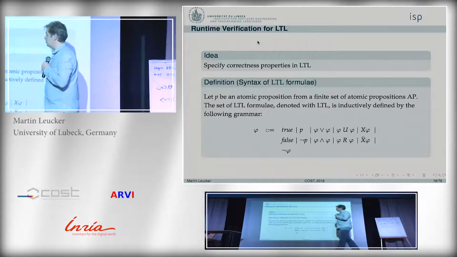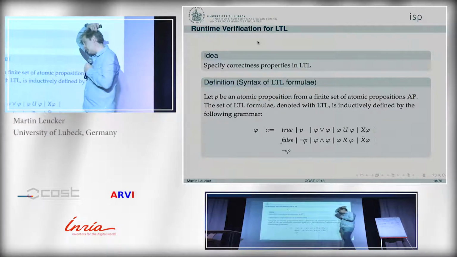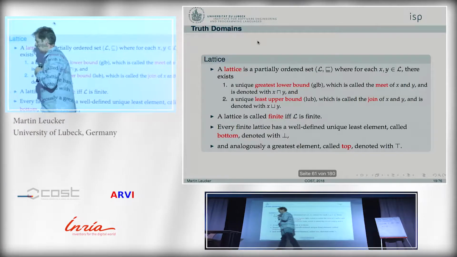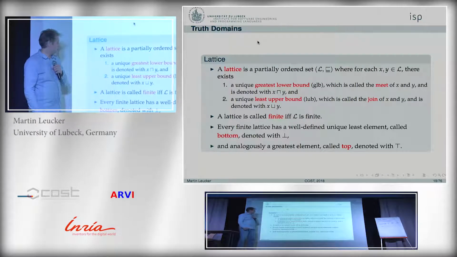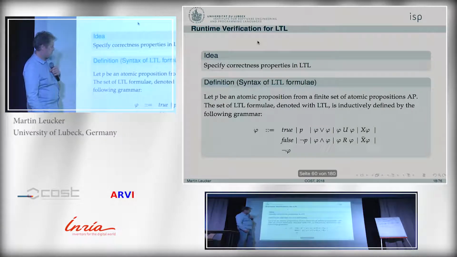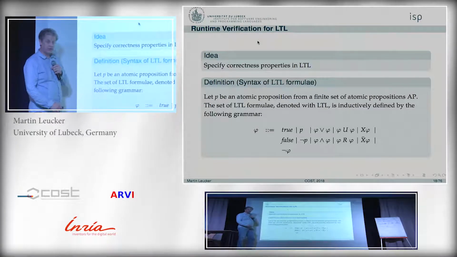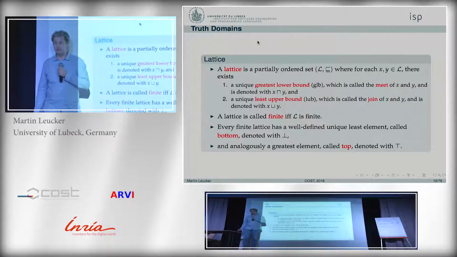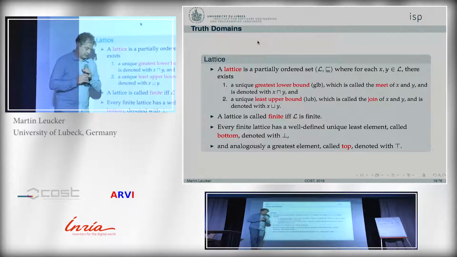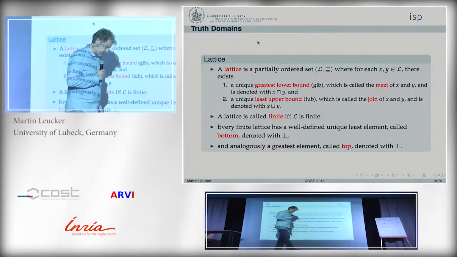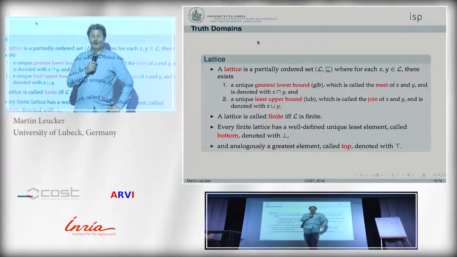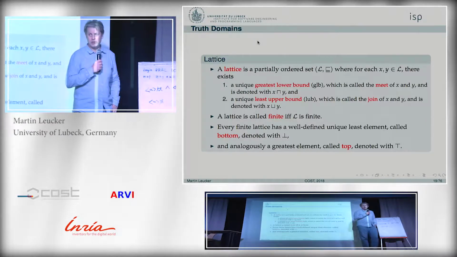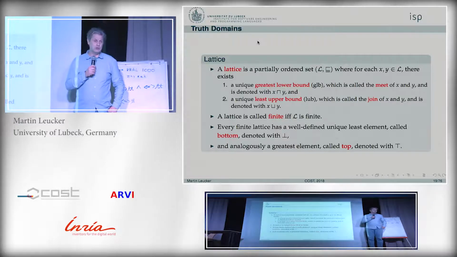All right, so the idea here in runtime verification is that we specify correctness properties in LTL. That was the grammar that we used. And typically the truth is either the formula holds or it does not hold. But in the domain of runtime verification, as you learned this morning by Adrian, we also have the situation that the property is probably not satisfied right now. So it may be not wrong, but it may also be not satisfied, maybe inconclusive.